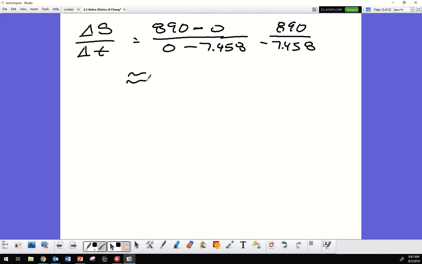Oh, that's a U. How did I find a U? Negative what? Negative 119. 119.335.